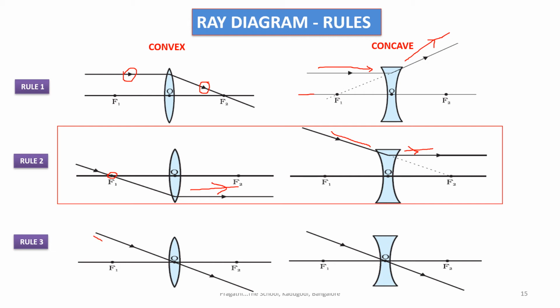All these rules are similar to the rules of reflection, isn't it? So whenever this ray passes through the optical center, it goes away from the optical center in the same straight manner. Here also same in concave lens. It comes here, enters the optical center, and simply it goes away. So that is the rule. These rules are very important, and everyone should practice 5 or 10 times at home.